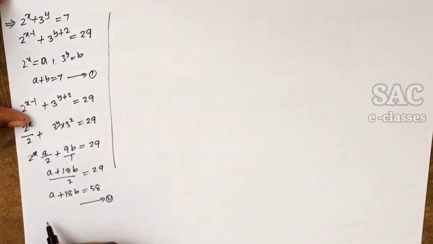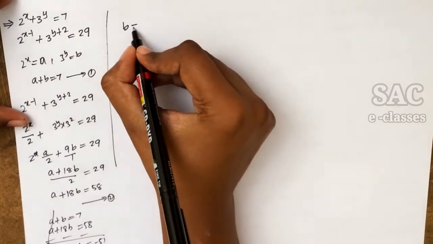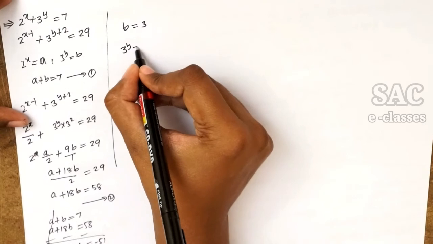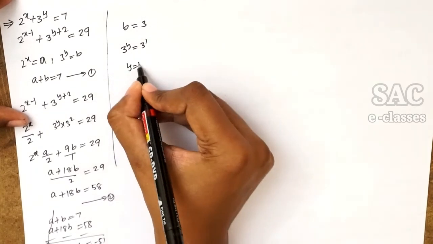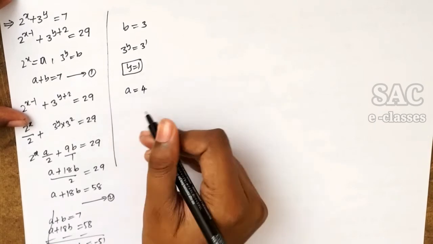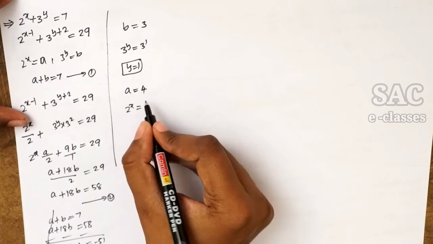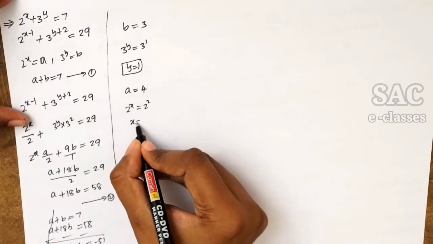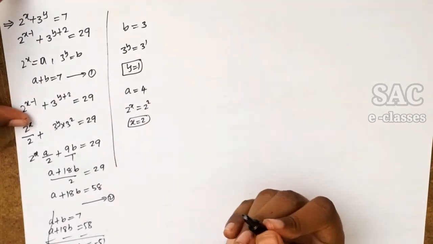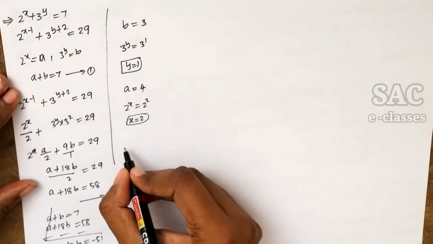Try to solve it. a plus b equal to 7, a plus 18b equal to 58. b equal to 3, that means 3 power y is equal to 3 power 1, where y is equal to 1. In the same manner, a is equal to definitely 4. a means here 2 power x, and 4 can be written as 2 square, then x is equal to 2, as we know that when the bases are equal, the powers will also be equal. Let's move to problem number 3.